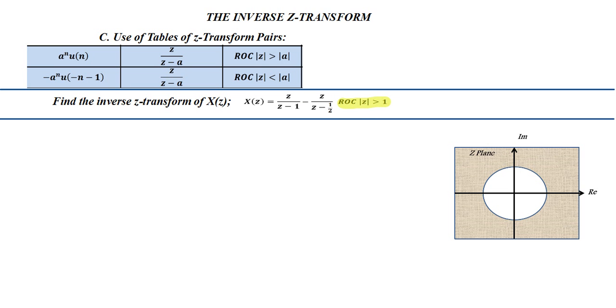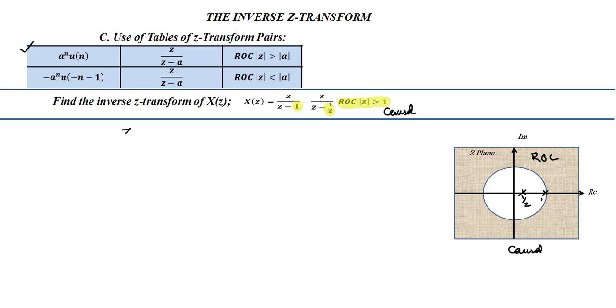One pole is at 1, another one is 1 by 2. So I can mark here, one is at 1 by 2, another one is at 1, and the ROC you can see is modulus of z greater than, so the shaded portion. So this is the ROC. Okay, and this represents actually a causal signal. So this ROC representing a causal signal. So we need to choose the answer a raised to n into u of n form.